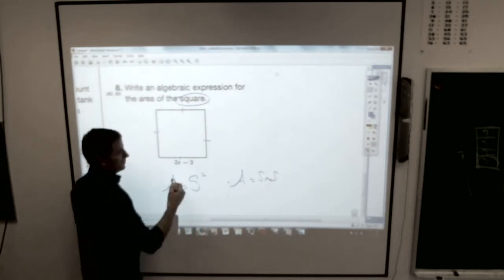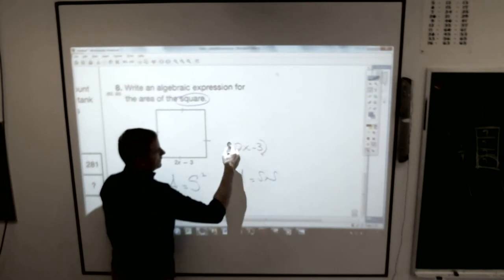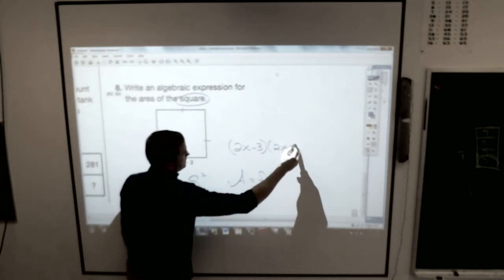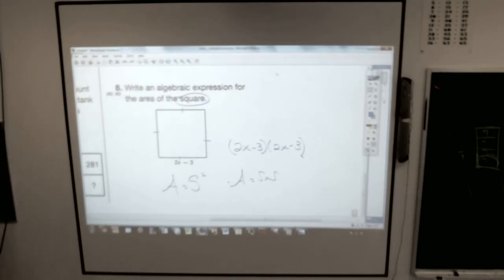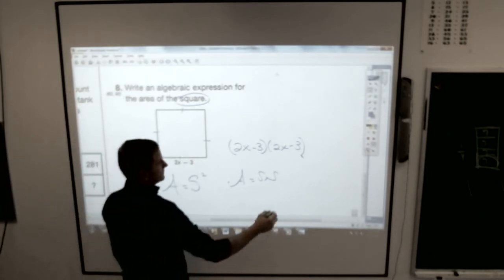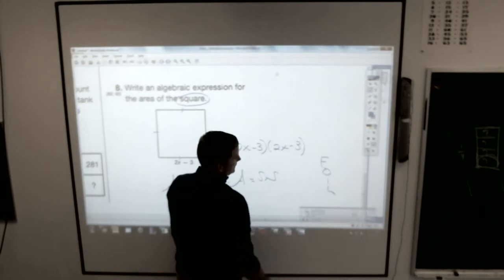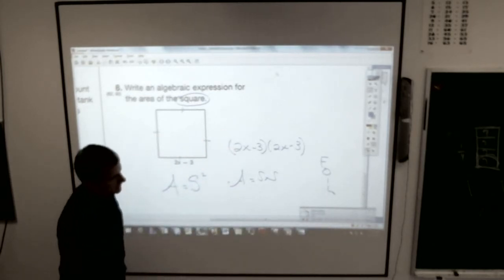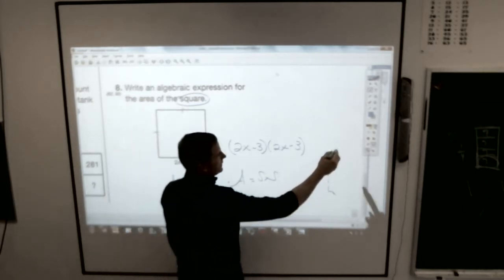Either way, make sure you put this in parentheses because that ends up being 2x minus 3 times 2x minus 3, which in the mathematical world we call a binomial times a binomial, and when we do a binomial times a binomial, we use a handy little acronym, FOIL. Which is nothing more than saying every term of the first one times every term of the second one, but this is just an easy way to remember it.